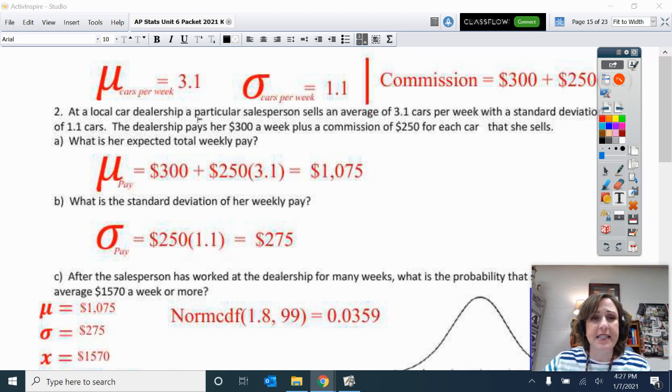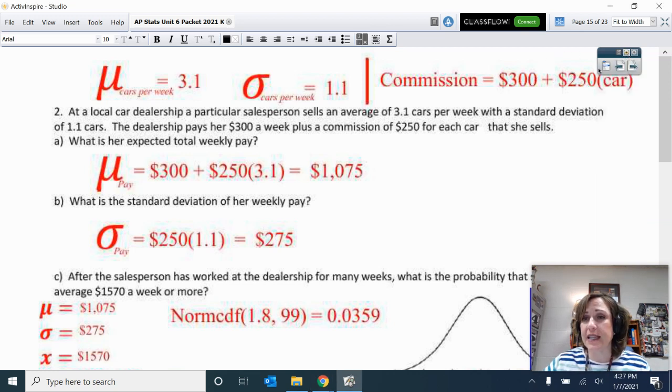So here we have that the dealership pays $300 plus $250 per car. So there's the function. All right, what is her expected total weekly pay? So see, that's my average. So then I'm going to use my function, 300 plus 250 times 3.1. And so she's expecting to make $1,075 per week on average.